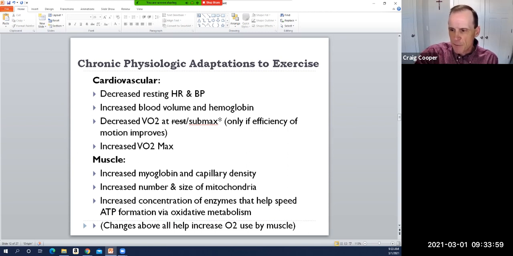We talked about some of these muscle changes already at the start, so I'm not going to spend much time. I think we covered all of those when we talked about just general changes that we see with aerobic training.